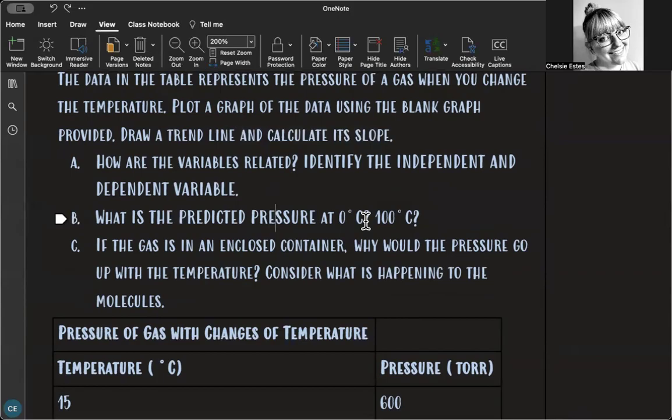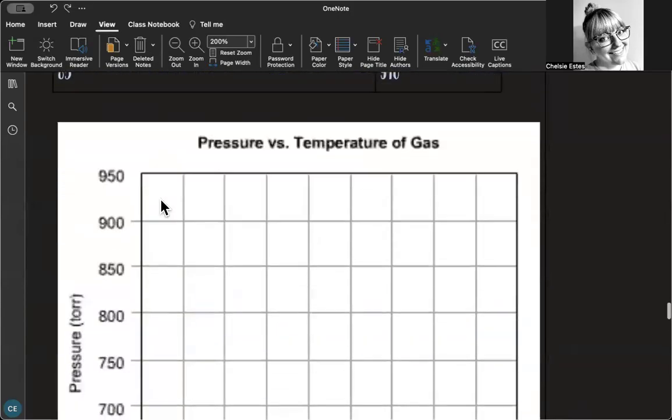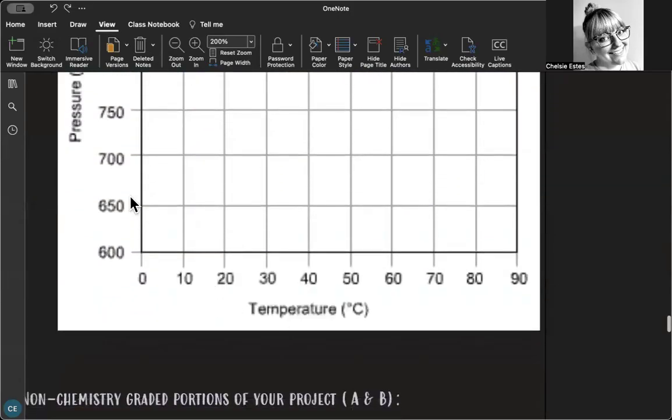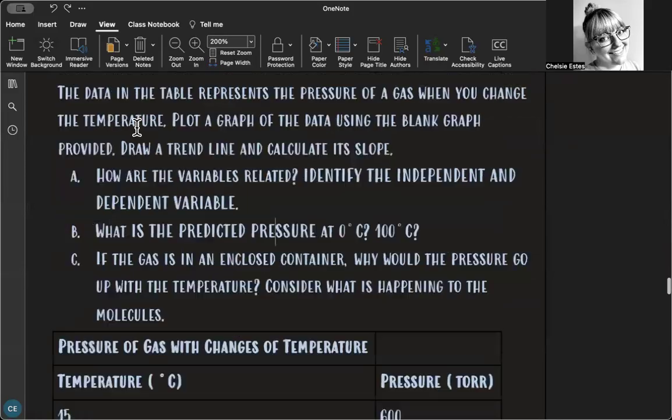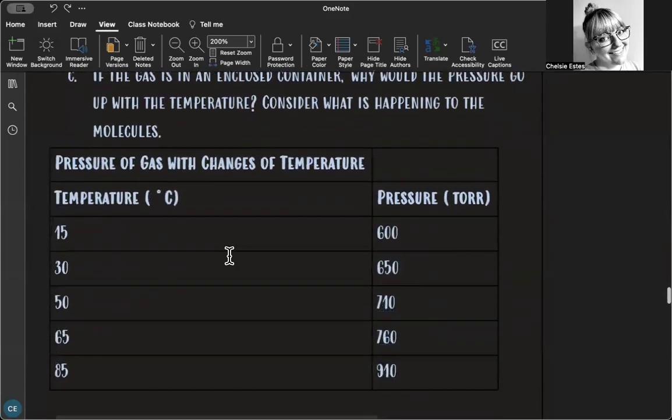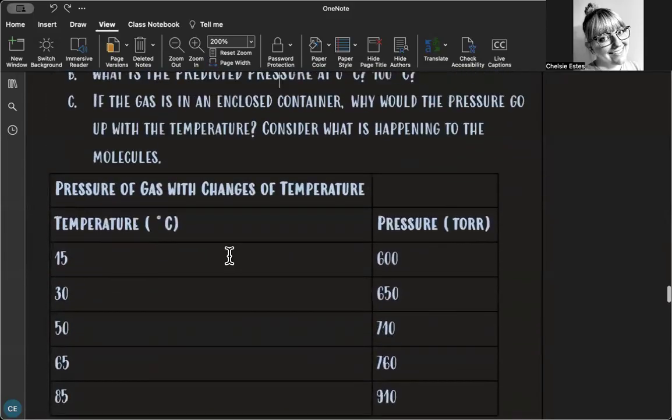So how are the variables related? If we think about X and Y, what's the input and what's the output variable? Does one depend on another? Are they independent of one another? Or is one independent of the other? What is the predicted pressure at 0 degrees Celsius? How about 100 degrees Celsius? You're going to have to know the slope to calculate those.